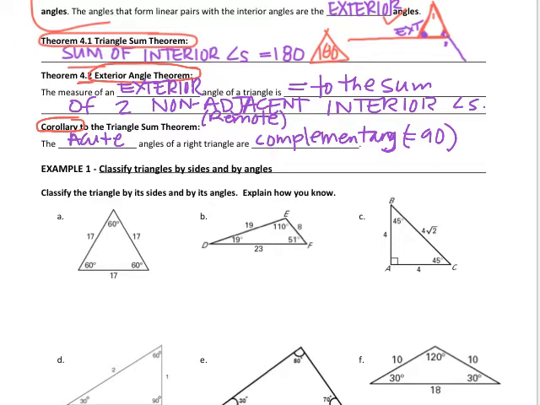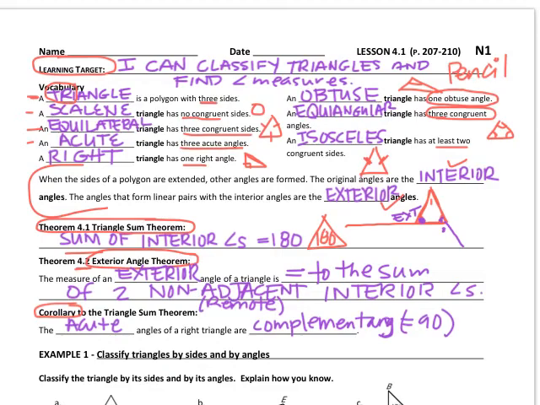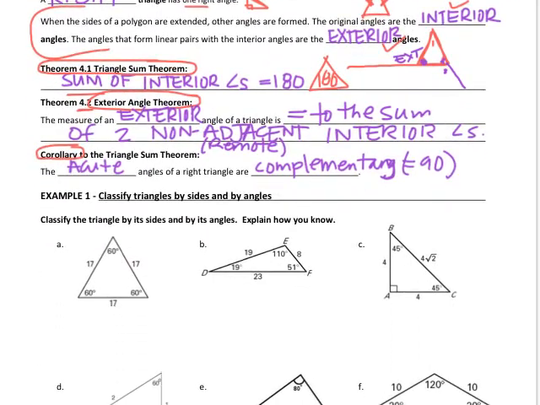So we're going to practice a few problems now that kind of go through each of these theorems, and also we're going to look at different types of triangles based on the vocabulary that we saw at the top of the page. So let's go ahead and go to the examples now.